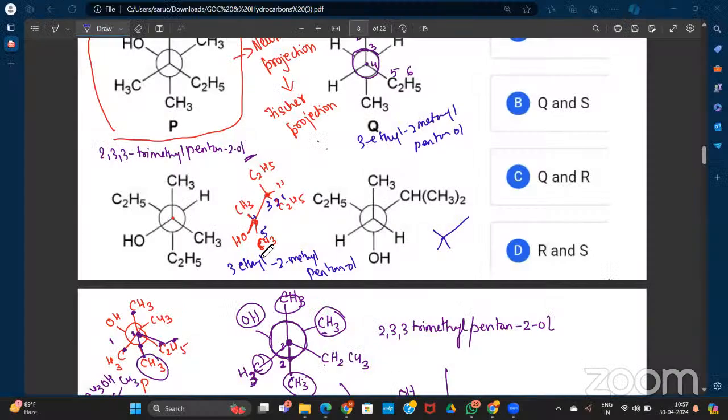Okay, so is it clear to everyone? You can see that this has the same names. So Q and R have the same names. So option C is going to be the right answer.